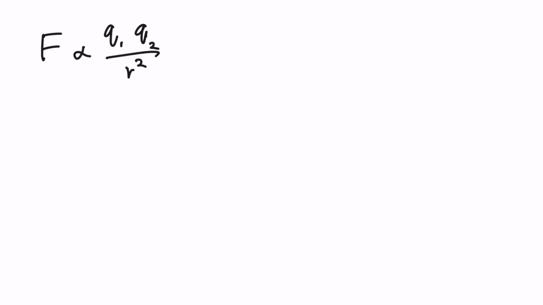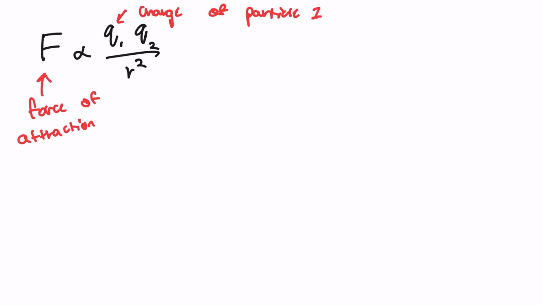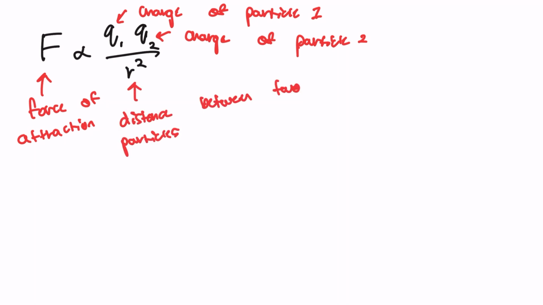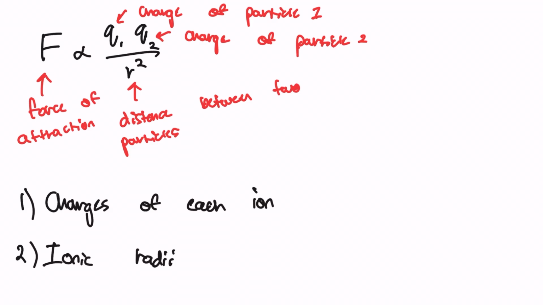probably memorize. To finish off this video, let's now use Coulomb's law, which I've written below, to compare the properties of different ionic solids. Remember that Coulomb's law pretty much states that F, the force of attraction between two particles, is approximately equal to Q1, the charge of the first particle, times Q2, the charge of the second particle, divided by R squared, the distance between the two particles. When comparing ionic solids using Coulomb's law, there are 2 factors we need to keep in mind. Number 1, the charges of each ion, and 2, in the event that these charges are the same, the ionic radii of the atom.